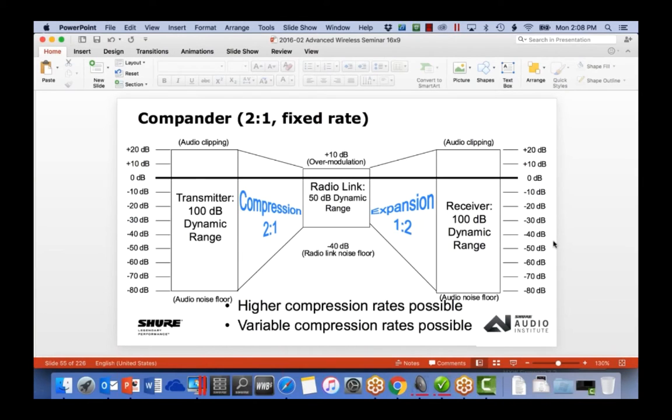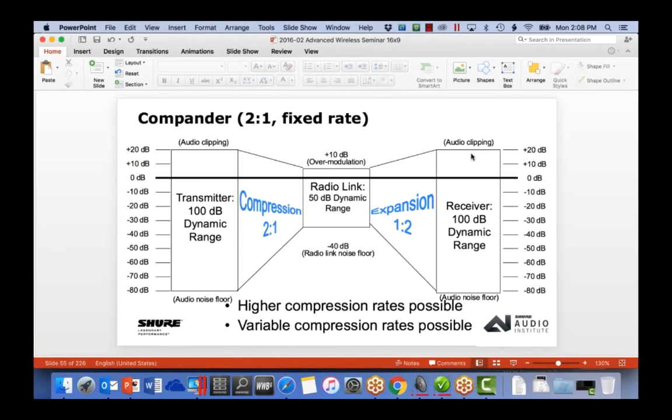The way that is typically handled is to use a so-called companding circuit in an FM analog wireless system, where the audio is compressed on the transmitter side, typically by a ratio of 2-to-1 or possibly greater. That compressed audio is transmitted through the FCC allowable dynamic range window, which is 50 or 60 dB. And then in the receiver, there's a complementary expansion circuit that restores the original dynamic range.